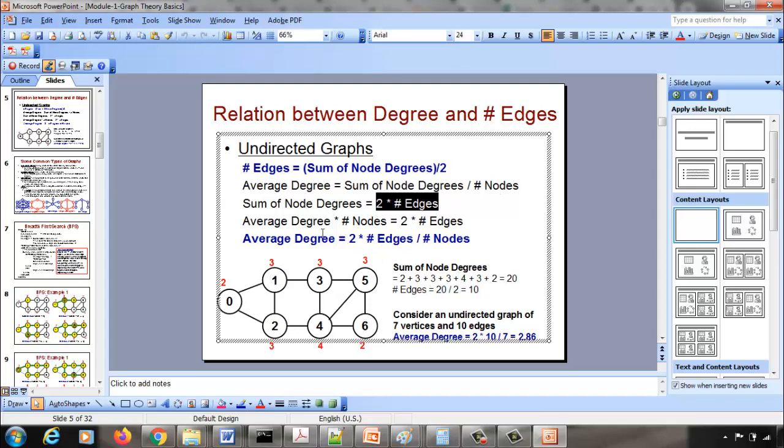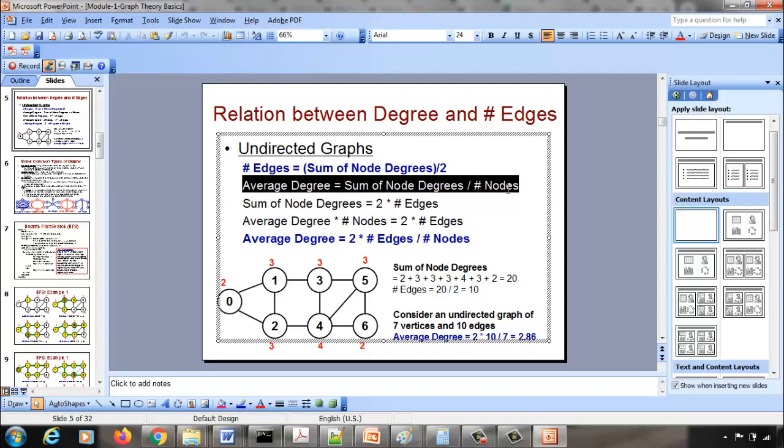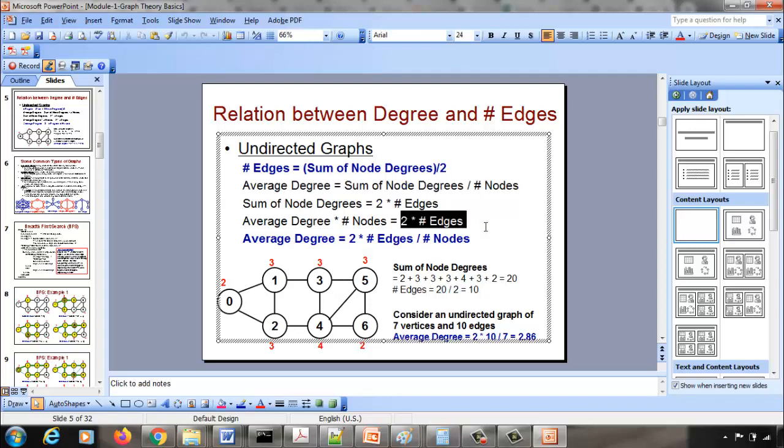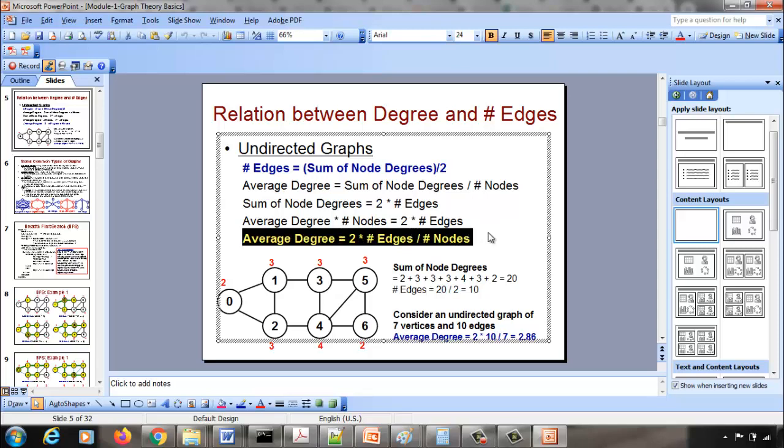So average degree times the number of nodes, based on this equation for the sum of node degrees, equals 2 times the number of edges, based on this equation for the sum of node degrees. And from this relation we can get the average degree to be simply 2 times the number of edges divided by the number of nodes. So this is a relationship between the number of edges, the number of vertices, and the average degree.